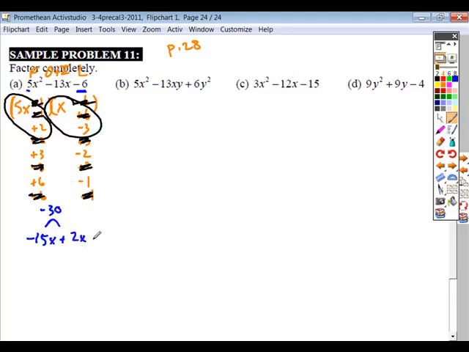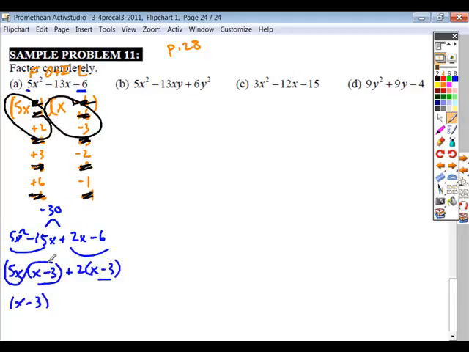So we can rewrite our middle term, drop the first and last terms down, and then factor by grouping. From this first set of terms, we can remove a common factor of 5x, leaving an x minus 3. From the second set of terms, we can remove a common factor of 2, leaving an x minus 3. We have a common binomial factor, which we can pull out. And then the remaining factors of 5x and +2 become the terms of our other binomial factor. And so we wind up with the same solution as if we had done it by FOILing, or reverse FOILing.